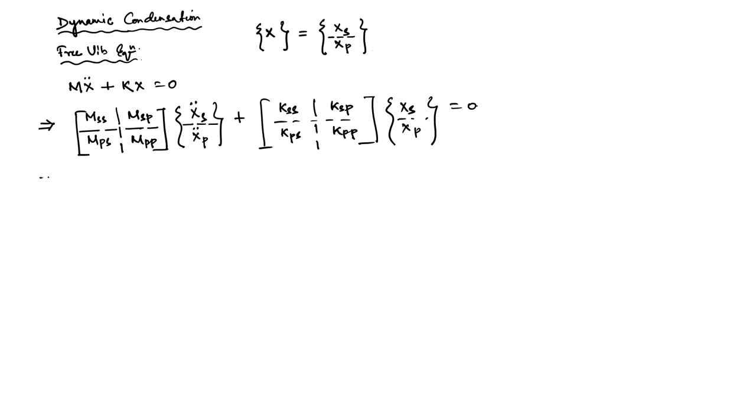So we can now develop the Eigen equation very easily. So it will be KSS minus omega I square MSS, then KSP minus omega I square MSP, then KPS minus omega I square MPS, and finally KPP minus omega I square MPP.